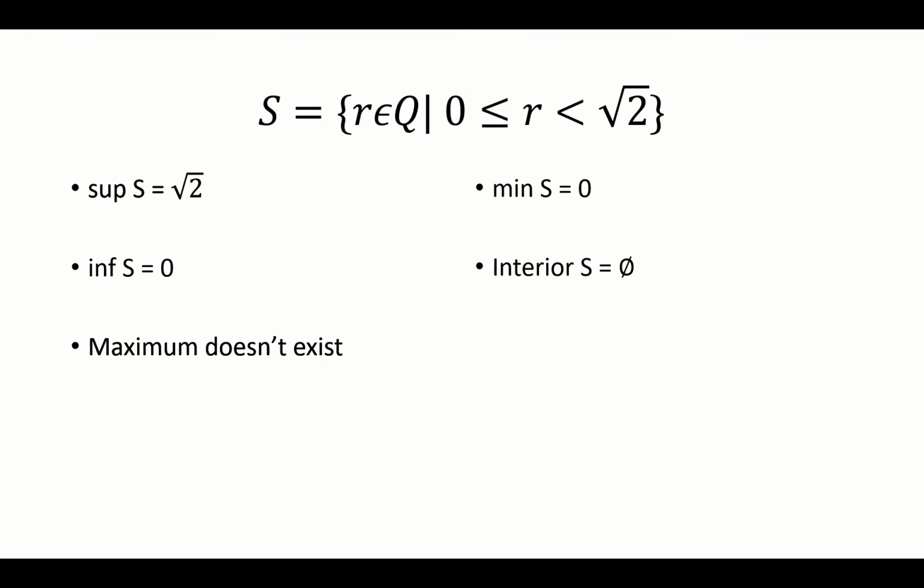For boundary points, these are points where every neighborhood contains points both in the set and outside the set. So the boundary of the set includes all points from 0 up to square root of 2. This is because between any two real numbers, you can find both rational and irrational numbers. So we'll say that the boundary of S is 0 to square root of 2 inclusive.